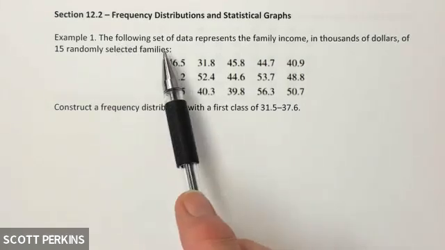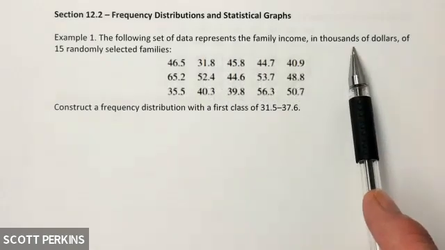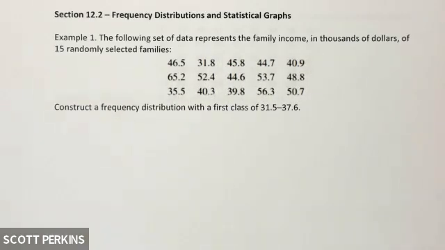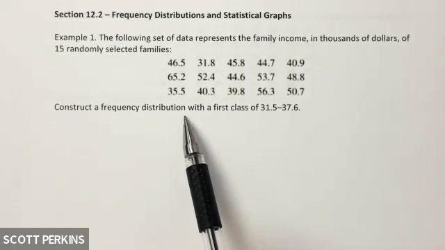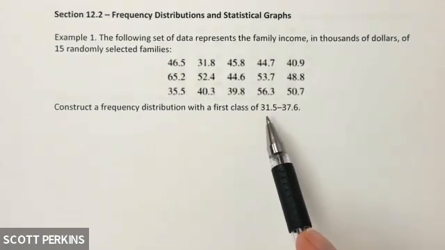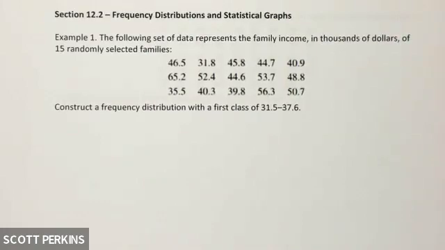So this first one says the following data represents family income in thousands of dollars of 15 randomly selected families. So we're just keeping the data set small because we're just learning about these things, and so that makes it nice and manageable. So we're going to construct a frequency distribution. And the first thing you have to see is that the first class of the distribution is going to be all the data from 31.5 to 37.6.